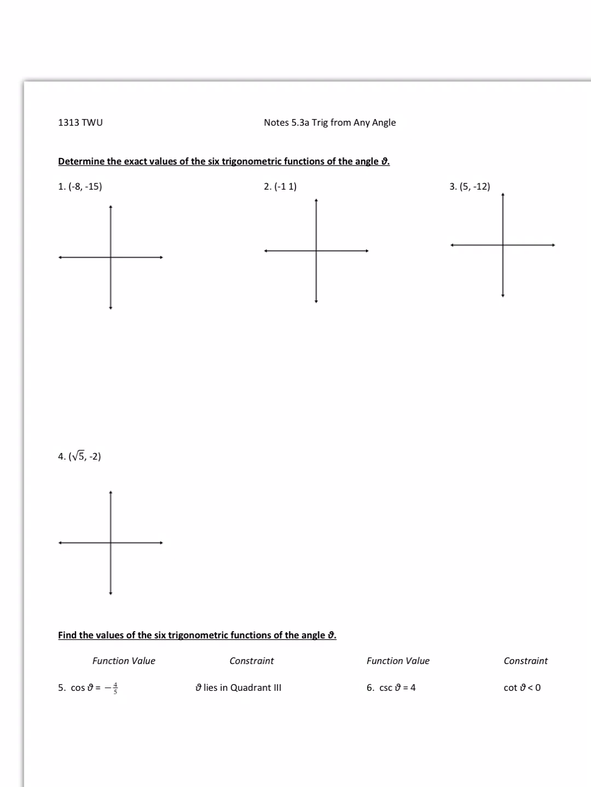All right, in 5.3a, we're going to look at finding trig values from any angle, not just an angle on our unit circle, but any possible angle. And it will start with a given point in their quadrants. So let's just try one of these.